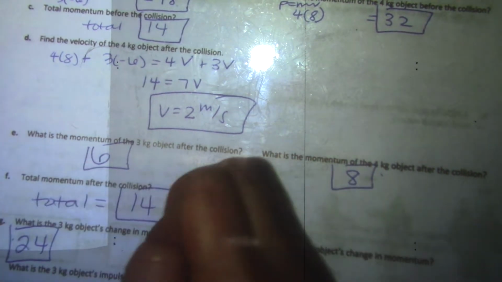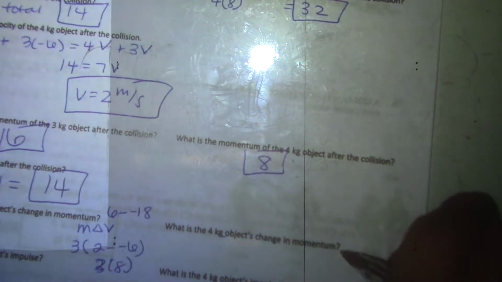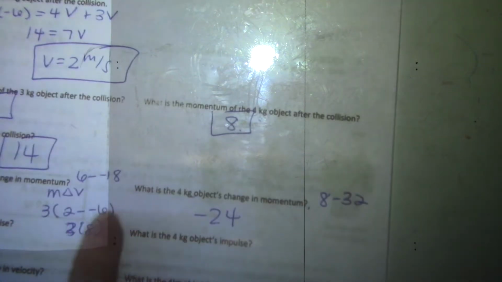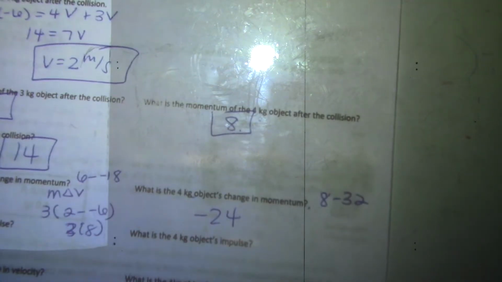You also can just say m delta v, this has a mass of 3. Change of velocity, it came in at negative 6 and now it went to 2, so the change would be 2 minus negative 6. That's 3 times 8, which is also 24. The 4 kilograms' change in momentum, so it ended with 8 and it started with 32, so the change would be 8 minus 32, which is negative 24. You also can do the m delta v, you'll still get negative 24 right there.